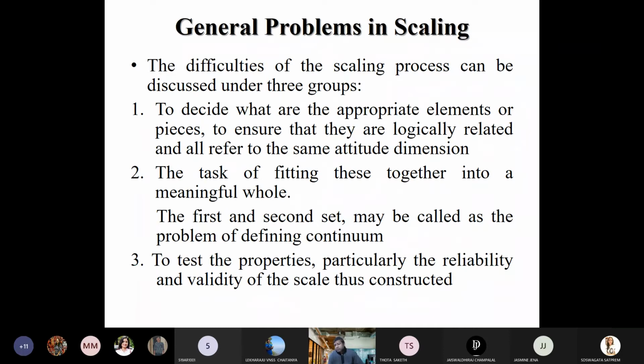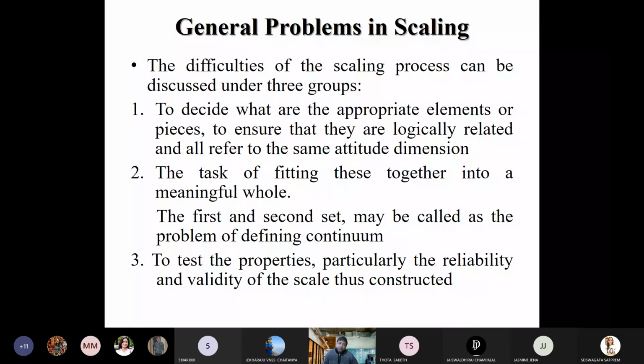So I should take my scale in such a way that all these things are logically related, and there should also be a certain kind of distinction between the different scales, because if there are not many differences in the dimensions of the scales I am using, then again it will be very confusing. The second task is fitting this together into a meaningful whole.